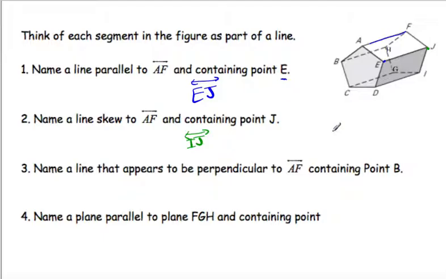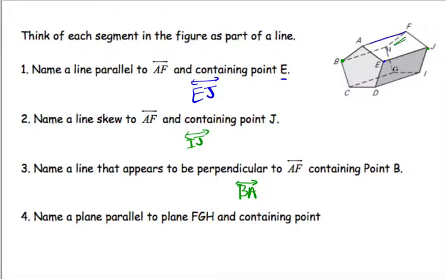Name a line that appears to be perpendicular to AF containing the point B. So there's AF there, here's point B. These appear to be rectangles around the sides here, so I'm going to go with BA to be perpendicular there. Because where they are meeting, I believe it would be a right angle, kind of like this looks like a right angle.